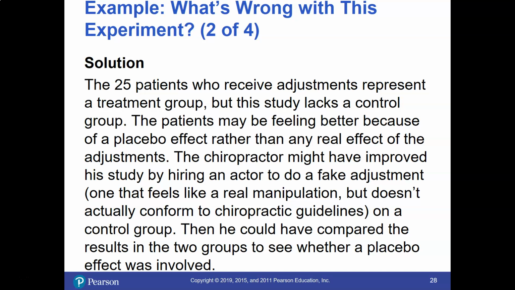So let's see what they say. 25 patients are a treatment group, but it lacks a control group. The patients may be feeling better because of a placebo effect rather than a real effect. The chiropractor may have improved the study by hiring an actor to do a fake adjustment, one that feels like a real manipulation but doesn't actually conform to chiropractic guidelines, as a control group. And you could have compared the results of the two groups to see whether a placebo effect was involved.